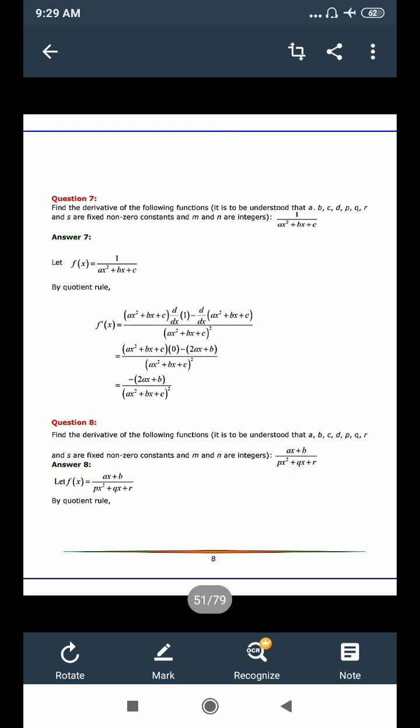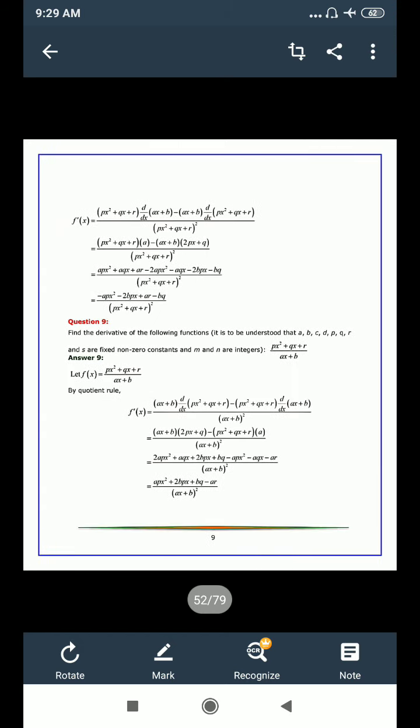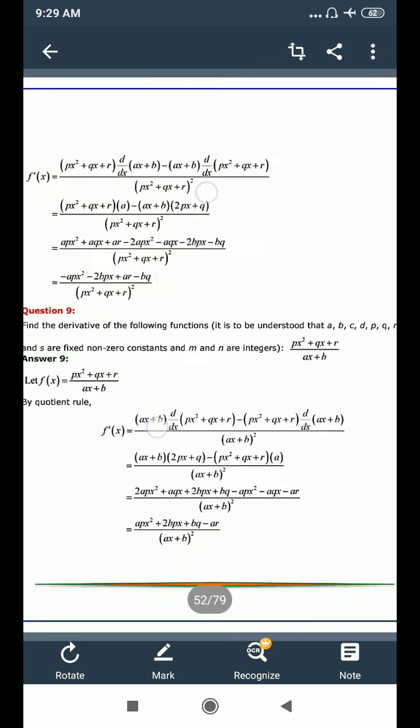Question number 8. Ax plus b upon px square plus qx plus r. So again we'll use the quotient rule. Denominator as it is derivative of numerator, now minus numerator as it is derivative of denominator, divided by denominator whole square. Over here you have to differentiate ax plus b. So in previous 2-3 questions we are doing the same thing. So ax plus b means derivative of ax plus d over dx of b. So d over dx of ax will be a only and d over dx of b is 0. So it is a only.